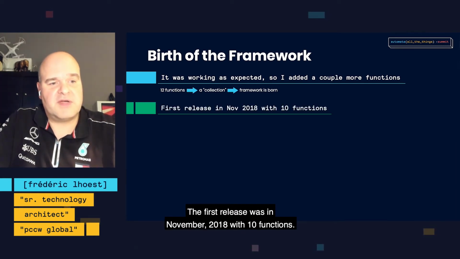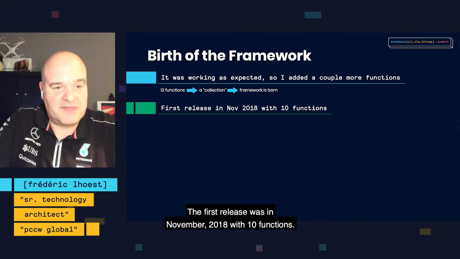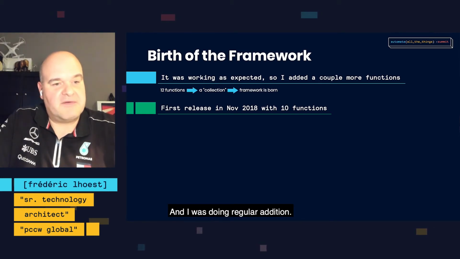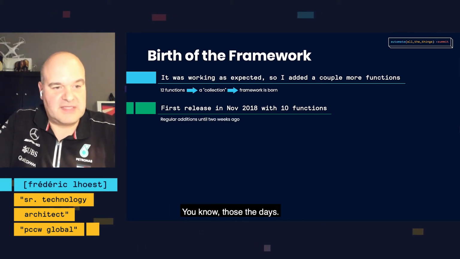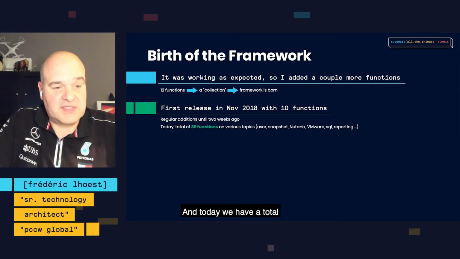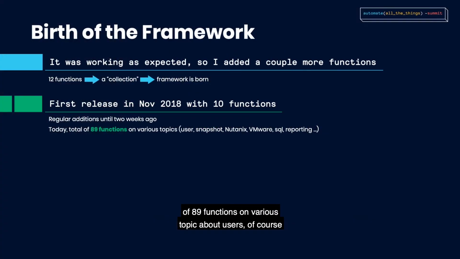The first release was in November 2018 with 10 functions, and I was doing regular additions, day after day. And today we have a total of 89 functions on various topics about users, of course, about snapshots, Nutanix, AHV VMs, VMware VMs, SQL, whatever. There's many topics in the framework.